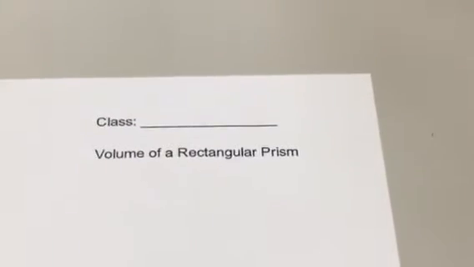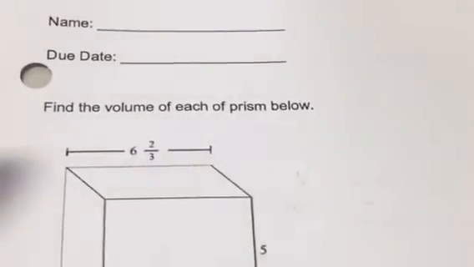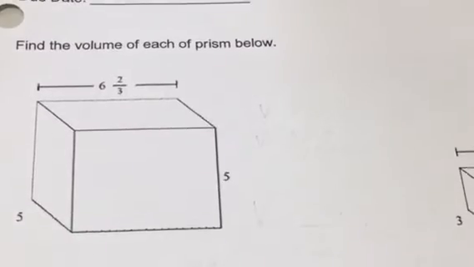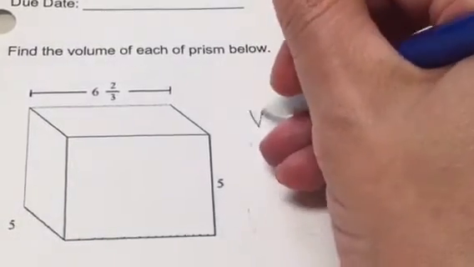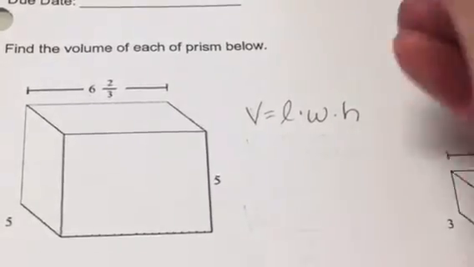All right, this is the volume of a rectangular prism homework. If we take a look at the first shape, it says find the volume of each prism below. So to find the volume, we're going to use that formula: volume equals length times width times height.